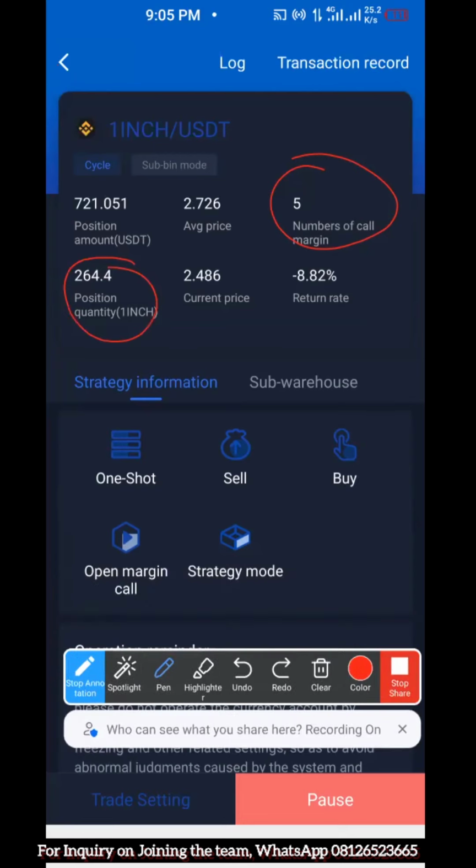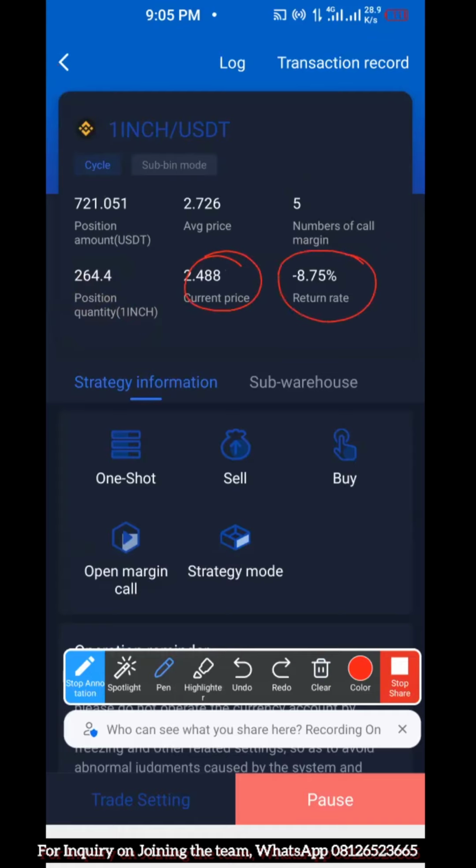In this case, is inch, the quantity of inch. But I don't really bother myself with this because it's really of no use to me in calculation. The current price shows the price at the moment. And I said return rate is the distance between your profits and your potential loss.